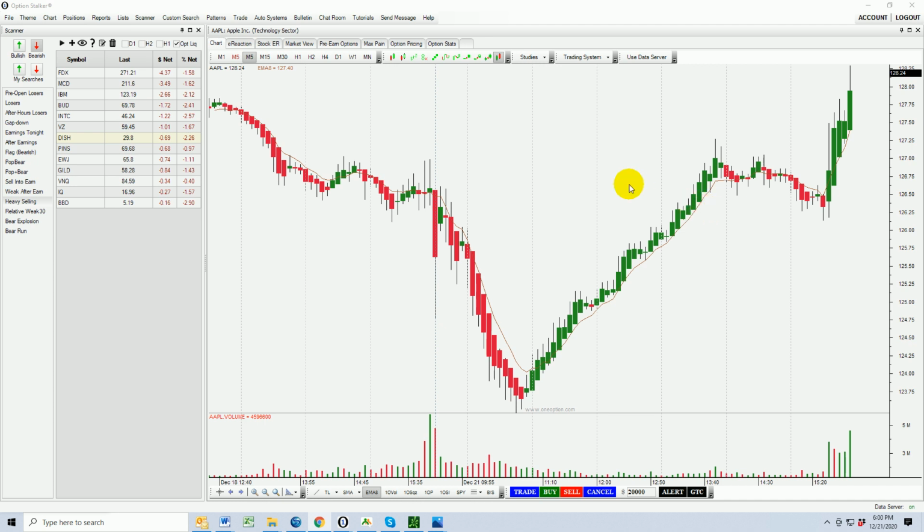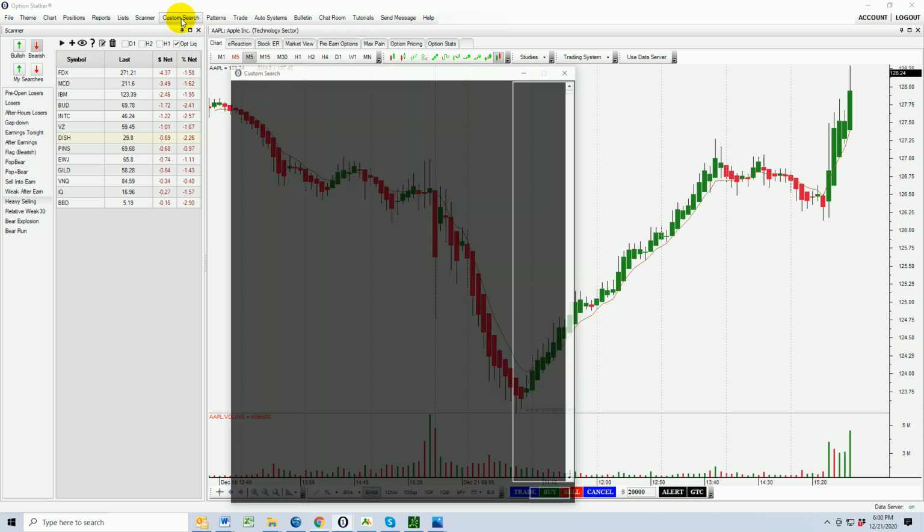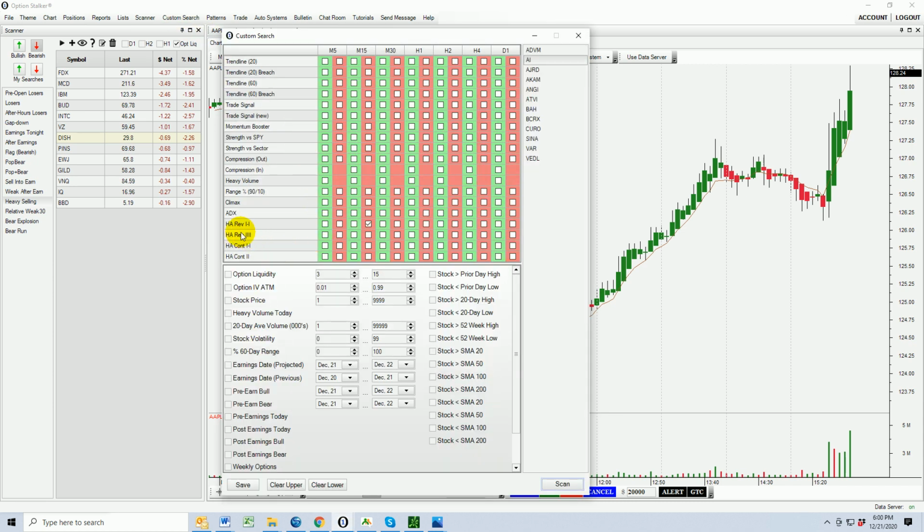So let's go into custom search, and I'm going to show you some of the new fields that I've added here to help us find this pattern. And you'll notice at the very bottom, I took out capitulation and I took out engulfing. Those actually looked for similar patterns to HA, but I believe that this is a cleaner way for us to find them. So we're going to go in and we're going to take a look at these four.